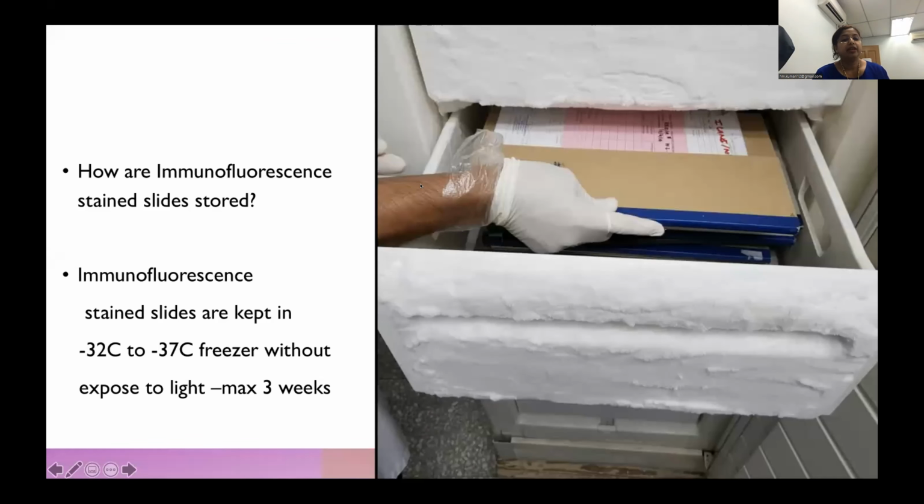Okay. And how are these slides stored? They are stored in a negative 32 degrees to negative 37 degrees freezer without exposure to light like this, for a maximum of 3 weeks. Preferably, once the IF slides are done, have a quick look at it. Don't keep it too long, because if you keep it too long, the immunofluorescence will fade off over time. And when you're viewing the immunofluorescence under the UV light, make sure you don't leave the light exposed onto the tissue too long. If you do that, the immunofluorescence will also start to fade and you can't see the image after that, okay?